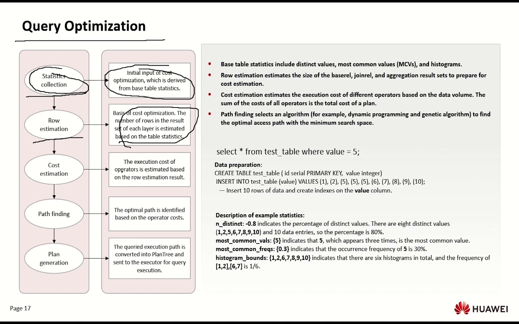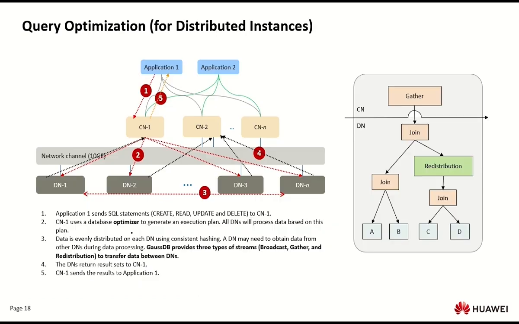Then we will also calculate all the operators, for example, the join tables, the stack tables and so on, to calculate the final execution cost. Then, based on all the execution queues, we will find which one has the minimum cost to be selected. Then we will generate the execution plan based on that.